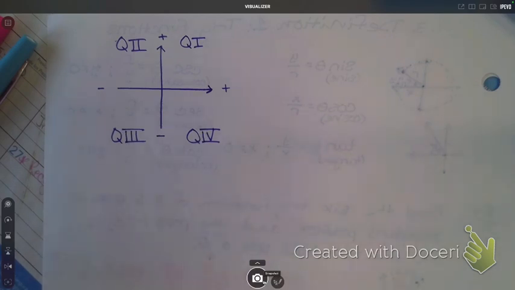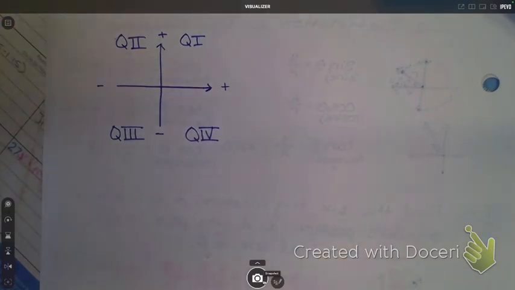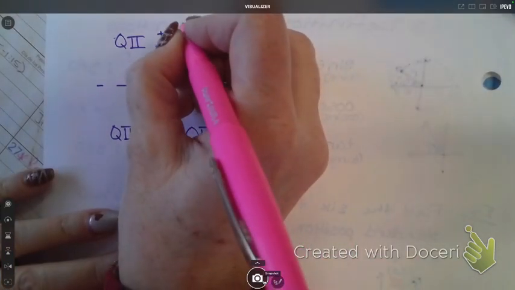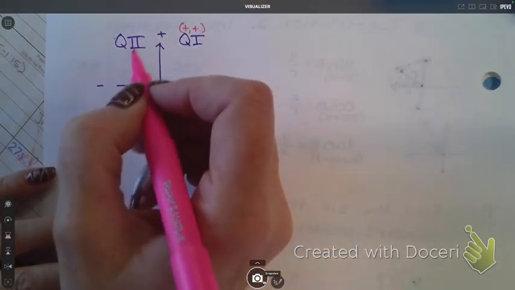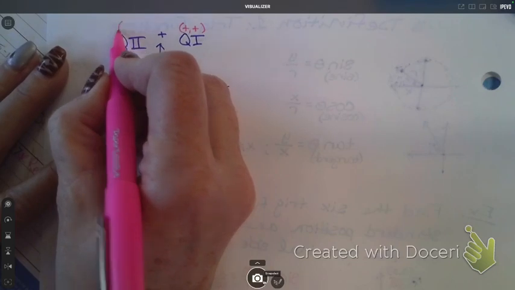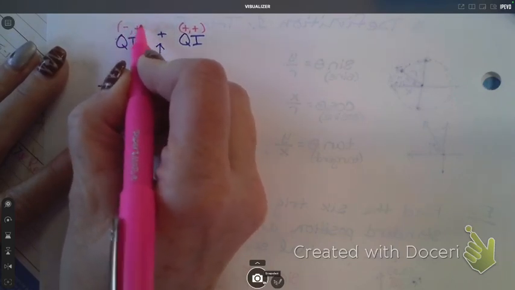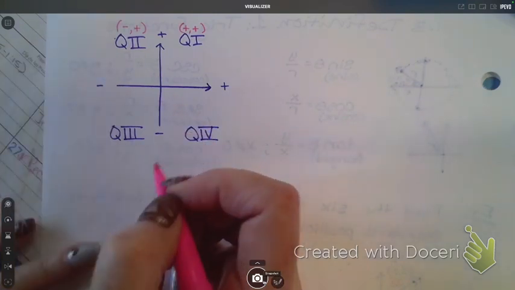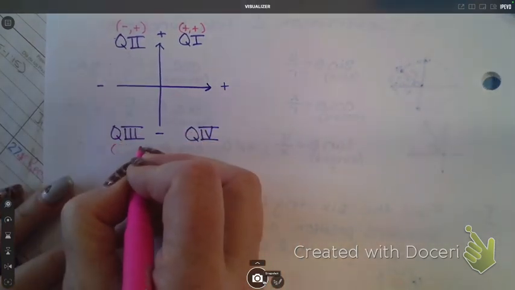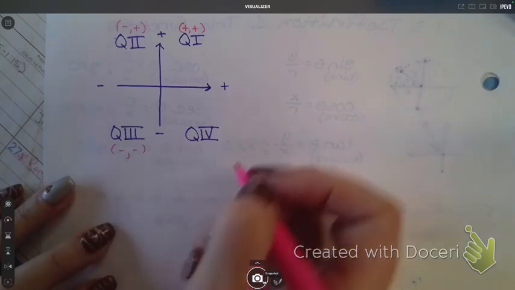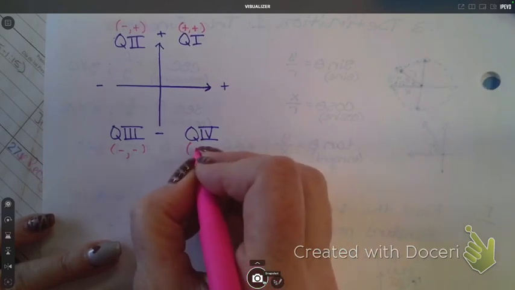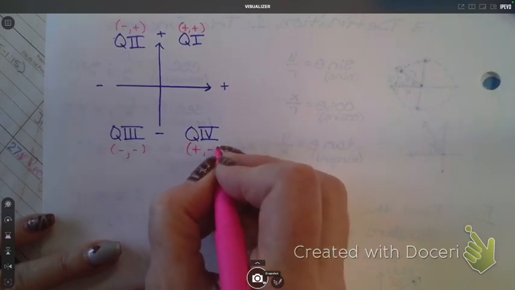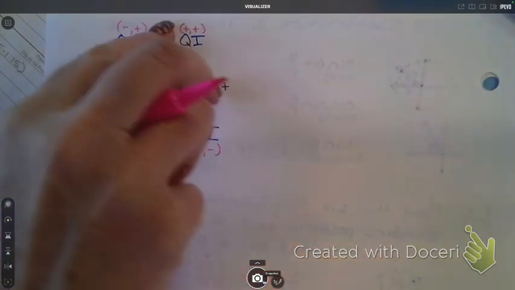So any point in the first quadrant is going to be, in terms of positive, negative, what and what? Positive, positive. And in the second quadrant, it's going to be what? Negative, positive. Because x is negative, y is positive. In the third quadrant, it is going to be negative, negative. And in the fourth quadrant, it is going to be positive, negative. All determined on the axis that we're meeting up with, correct?